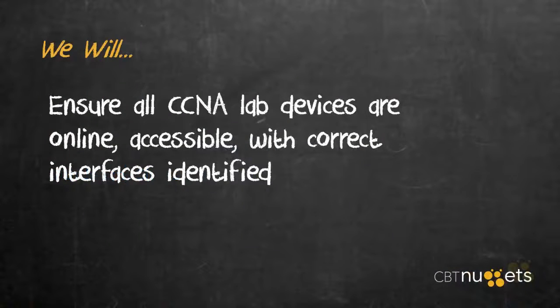By the time we're done here, we will ensure all CCNA lab devices are online, accessible, with the correct interfaces identified. And after going through the videos in this skill, we have a little bit of work to do in terms of identifying exactly what interfaces we have. Now, in a previous skill, we built the network diagram using our best guess. And I know, just because we did a couple commands on those devices, we're a little bit off.